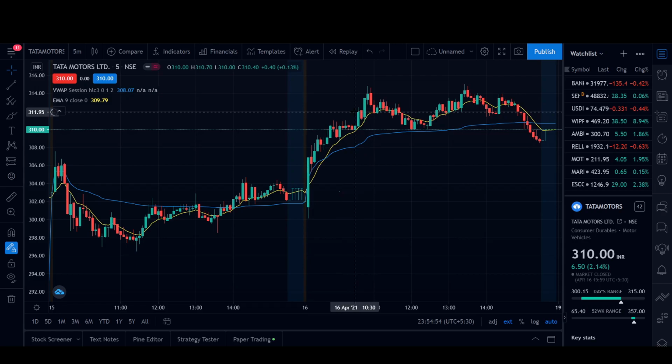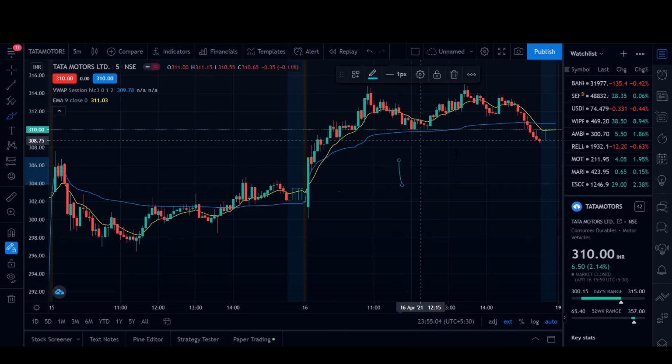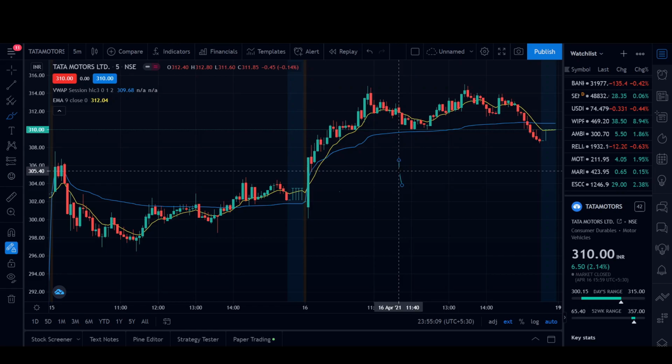At max, trade once. Trade only once. Remember this. Don't take 2, 3, 4 trades. At max, once or maybe 2 trades. Not more than 2 trades a day.